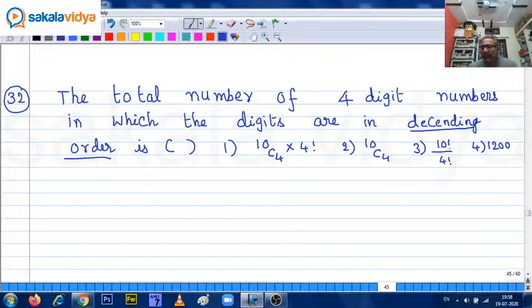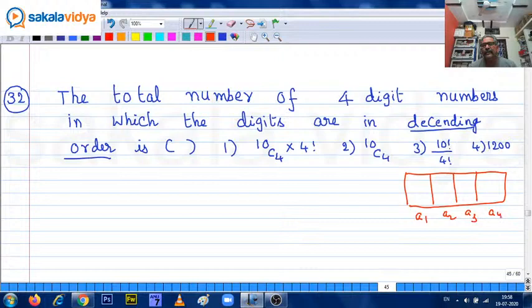10C4 is the answer. So that means here 4 places, for example, this is A1 digit, this is A2 digit, this is A3 digit, A4 digit. It must be like this. A1 less than A2, A2 less than A3, A3 less than A4. So that means 0 never comes in the first place. That means the 4 places need to be selected from 10 digits. That can be done 10C4. So second option.